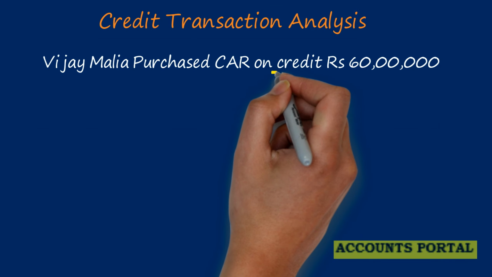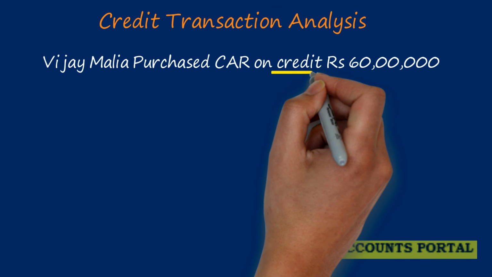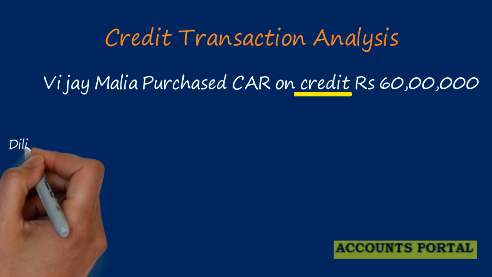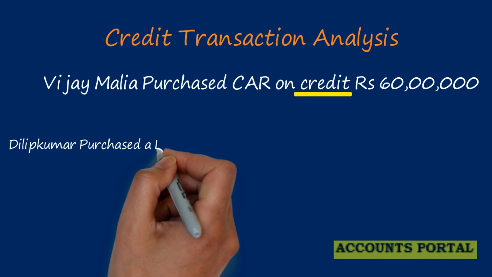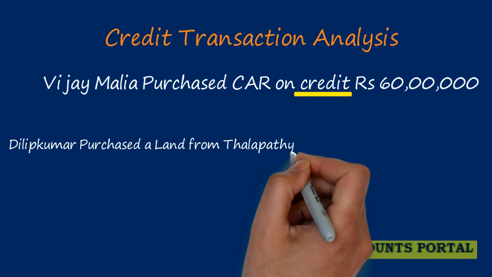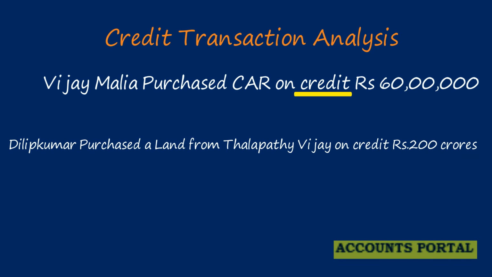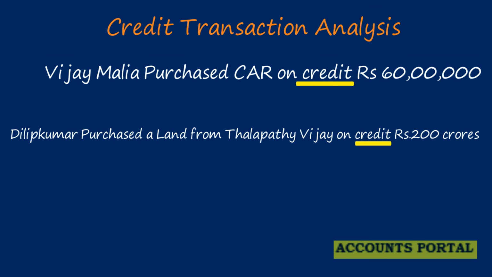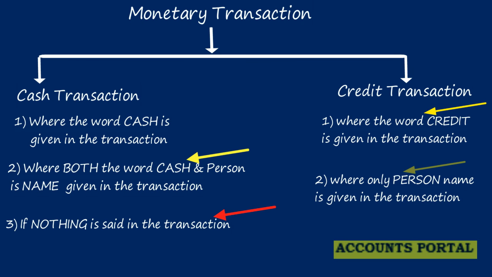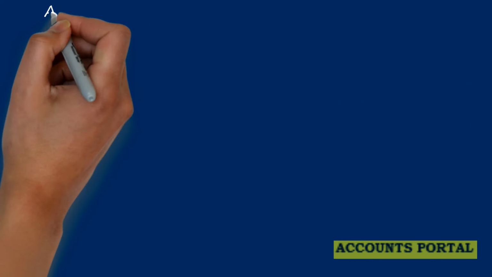Example number 2. Dilip Kumar purchased a land from Thalapathi Vijay on credit. Here the word credit is given in the transaction. It will be treated as credit transaction. Here the word cash is not given or nothing is said in the transaction. Here the word credit is used. Now let us learn credit transaction second possibility, where only person name is given in the transaction.